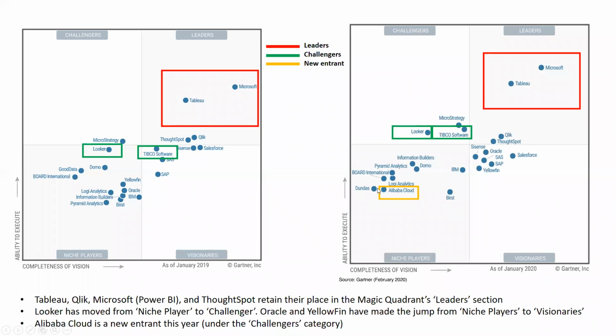Then we have a new entrant, which is Alibaba Cloud. Jack Ma is unrelenting in his pursuit of competing with Western companies, Western organizations, and Alibaba Cloud has also joined the race for Power BI analytics. So that's also very interesting to see.